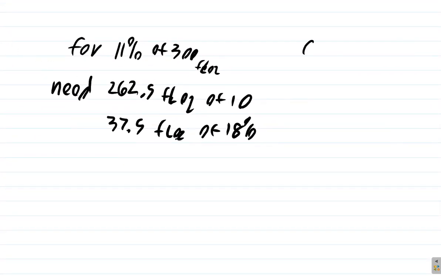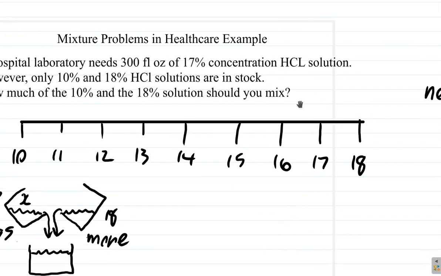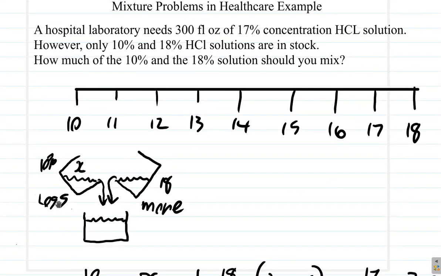So for 17% of the 300 fluid ounces, you need 37.5 fluid ounces of the 10%, and 262.5 fluid ounces of the 18%. Alright? So you need less of the 10%. Yeah, as I predicted, less of the 10% and a lot more of the 18%.